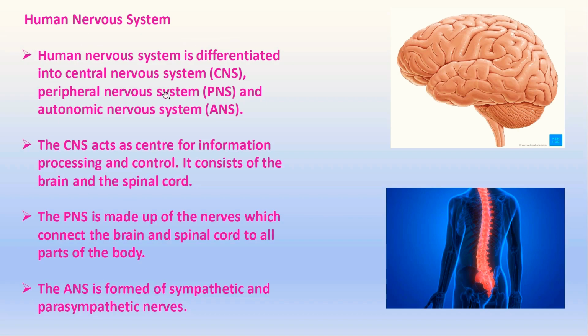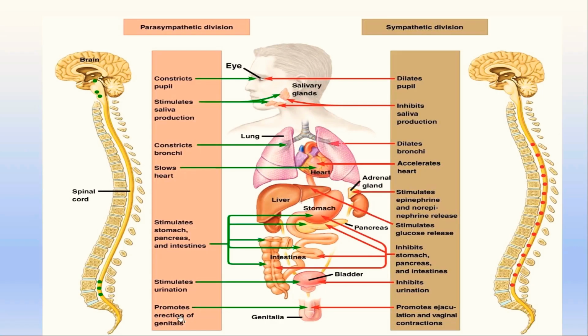Now, the human nervous system can be differentiated into three. They are central nervous system, peripheral nervous system, and autonomic nervous system. So, CNS acts as a center for the information processing and control, and it consists of brain and the spinal cord. PNS is made up of the nerves which connect the brain and the spinal cord to the other parts of the body. And ANS is formed by the sympathetic as well as parasympathetic nerves.